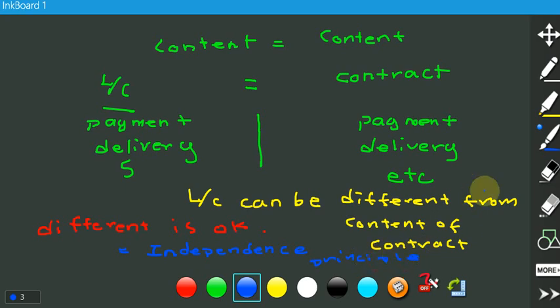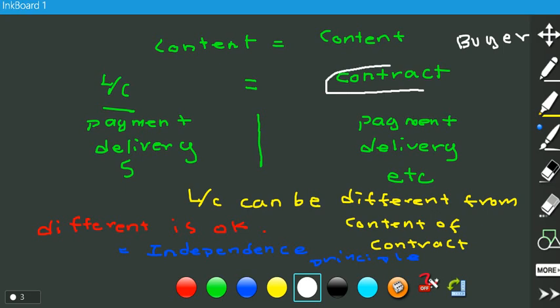Can you understand this one? Okay, this is the principle of independence. Why do we have to deal with this difference? Suppose that the buyer has a contract with the seller, and then they have a contract here.